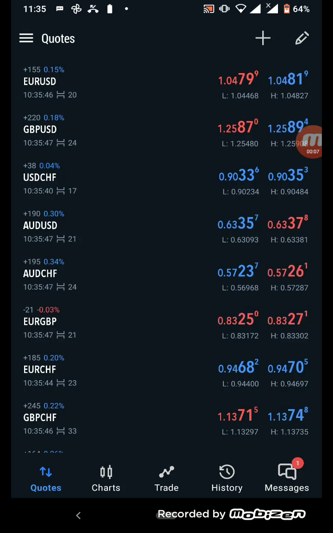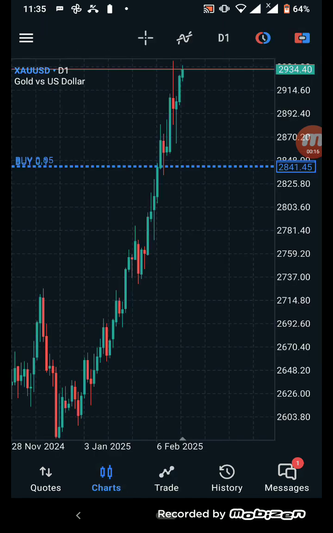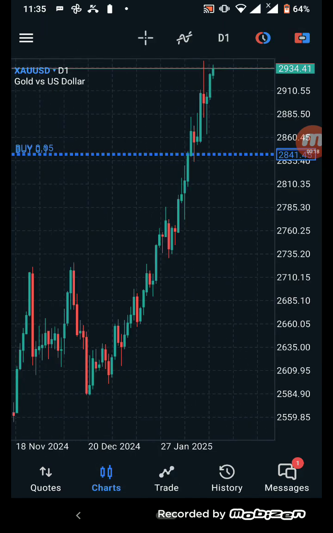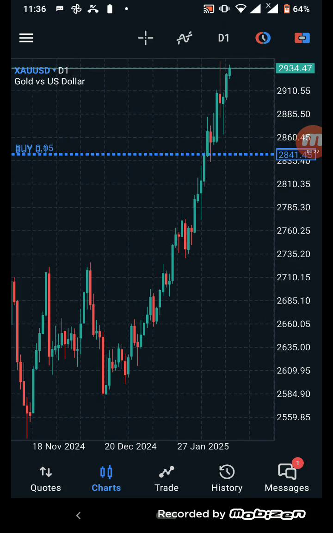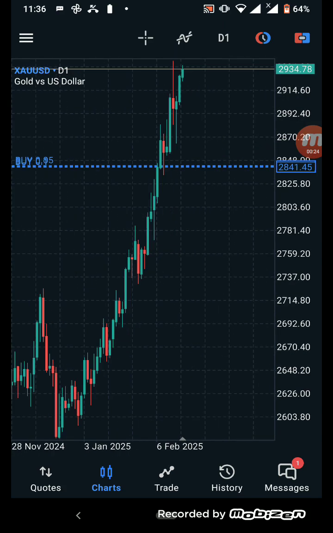Yeah, this is just a guide to show you how to enter a trade. Now, this is how the platform looks. This is how the chart looks, right? And I was trading on gold USD, gold versus US dollars, as you can see there, right?